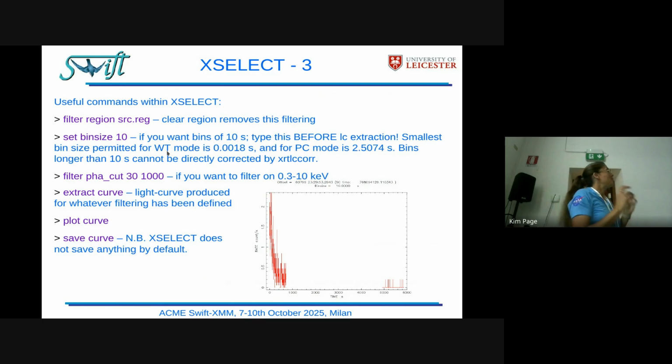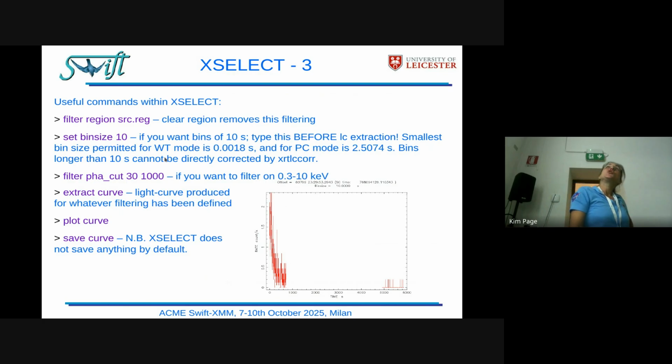I'm going to be showing you how to correct light curves for various reasons shortly. You can't correct a light curve directly if the bins are longer than 10 seconds. So you could correct it for 10 seconds, and there are timing analysis tools outside XSelect that could then bin up your light curve further if you wanted to.